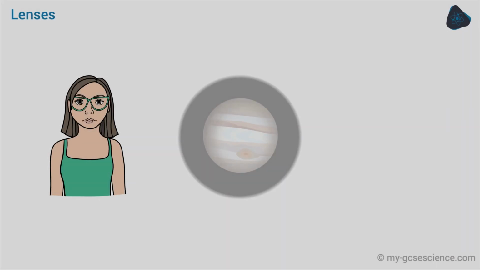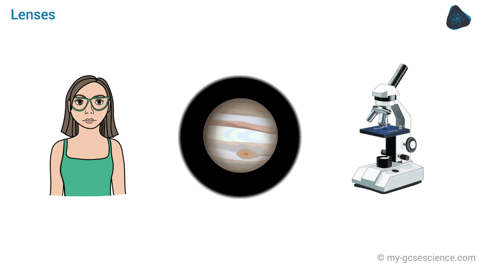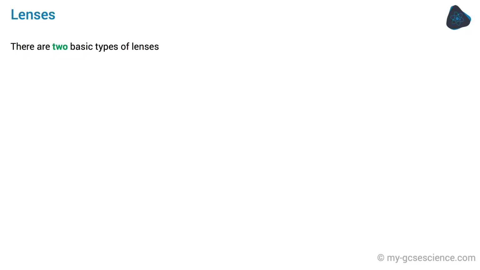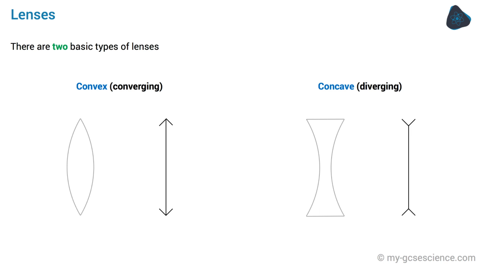What do glasses, telescopes, and microscopes have in common? They all use lenses to allow us to see more clearly, see things which are far away, or see things which are very small. There are two basic types of lenses: convex or converging lenses, and concave or diverging lenses. We'll be looking at how both types of lens work in detail over the rest of this video.